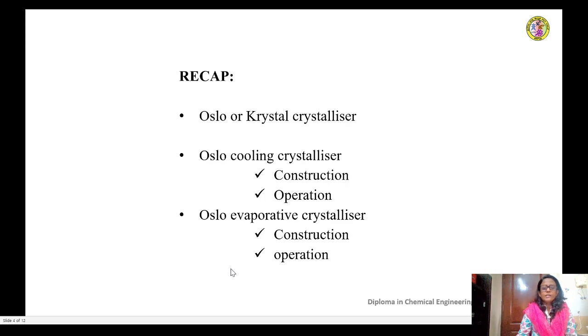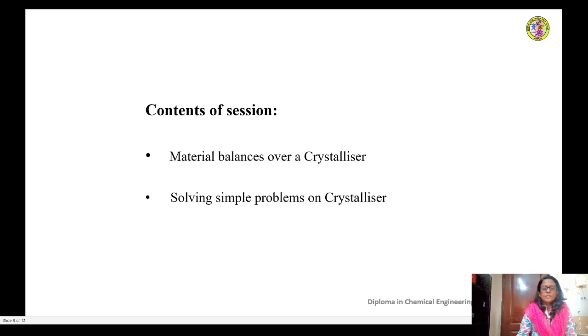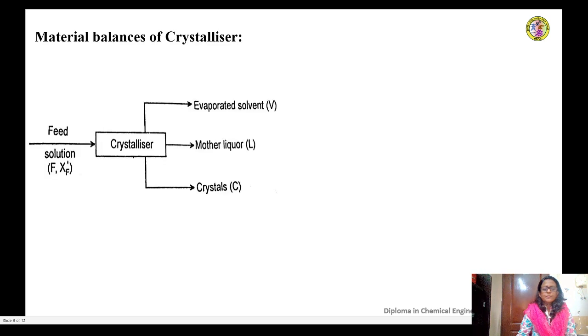So far in the unit we have studied principles of crystallization. Then we also studied some of the important crystallizing equipments, their construction, working and applications. So now it's time to conduct some material balances over the crystallization operation and, using the equations, learn how to solve a problem to find out the yield of a crystallization process. So that is what we are going to take up in today's class.